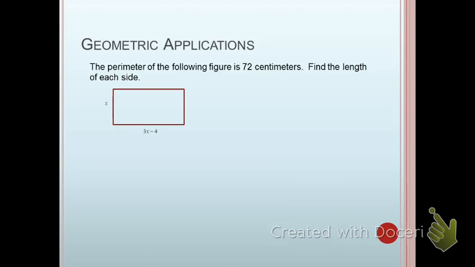In this example, we see that the perimeter of the rectangle is 72 centimeters long, and they tell us to find the length of each side. So we use our standard formula for finding the perimeter of a rectangle. We know that 2 of the lengths plus 2 of the widths will equal the perimeter.